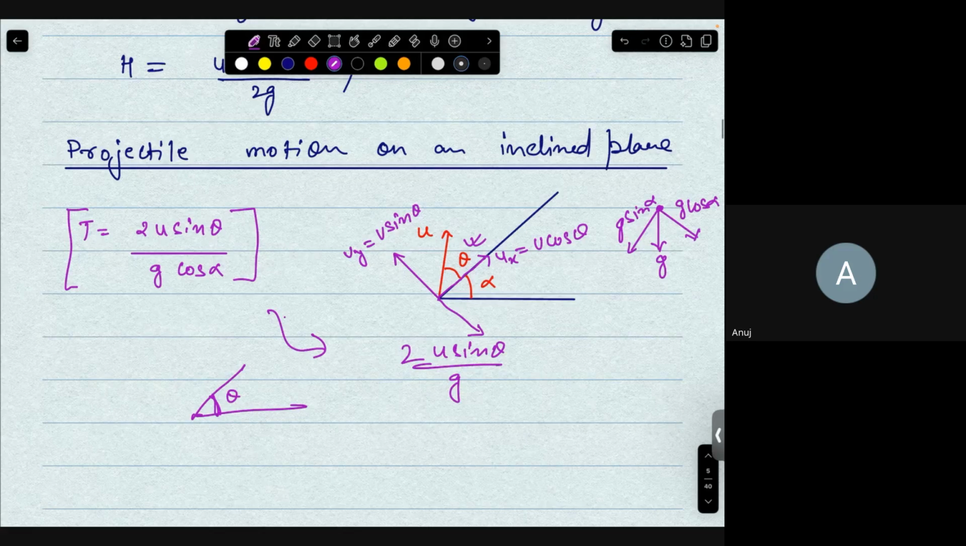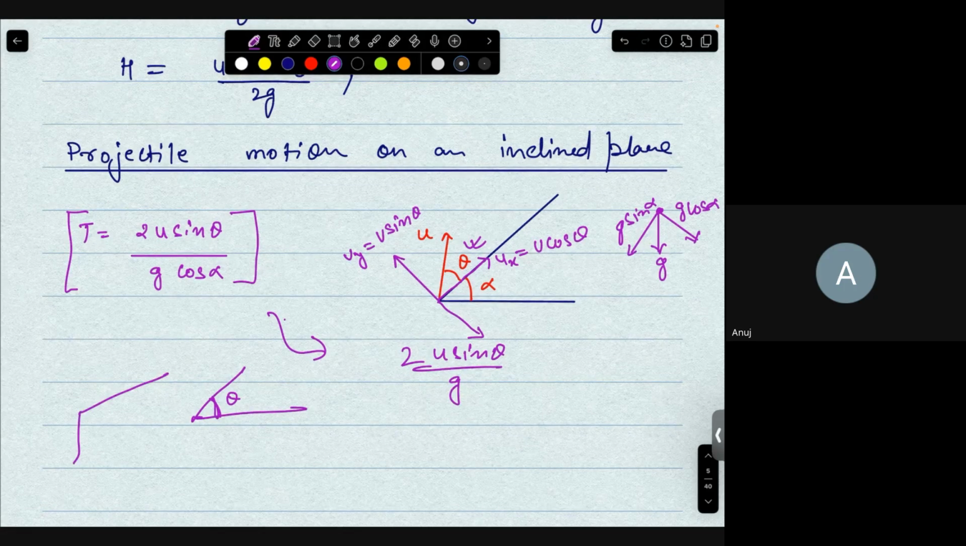Just like in the normal case, g was acting in the downward direction. Let's say this is theta, this is u. So in this direction g was acting. Now this g got converted into g cos alpha.